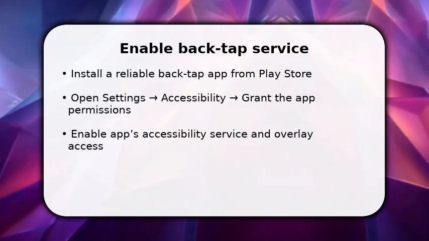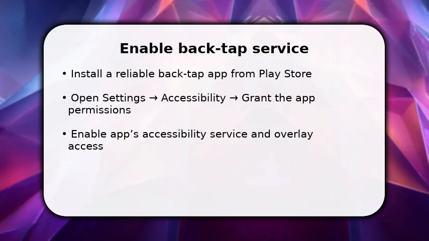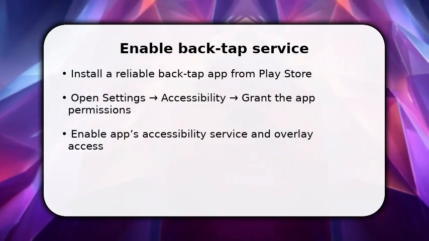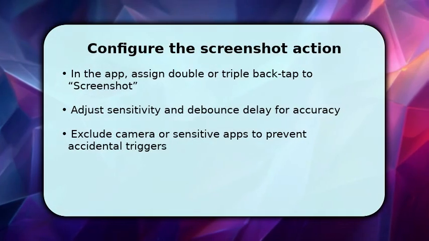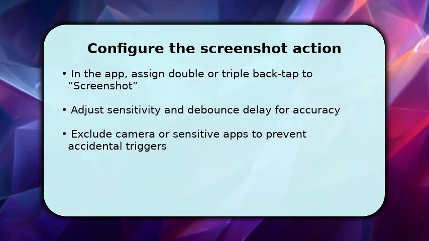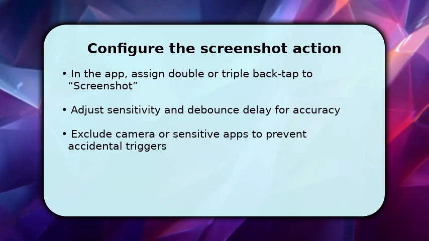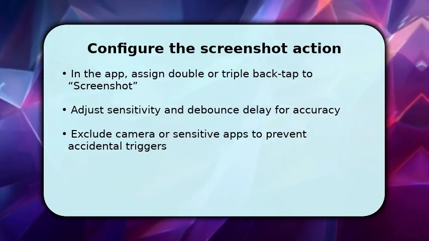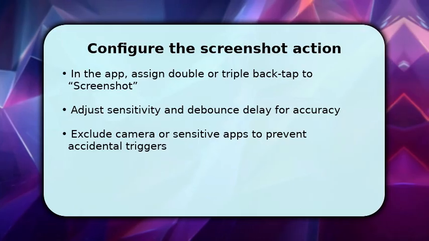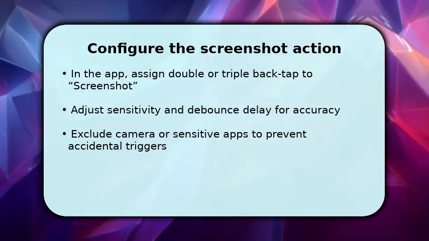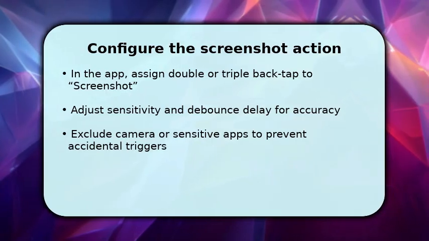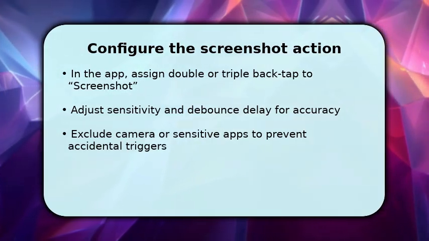Make sure battery optimization is disabled for that app, because aggressive power saving will stop the background listener from working reliably. With the service active, choose whether you want a double tap or triple tap to trigger a screenshot. Tap the action slot and select the built-in screenshot command, or create a custom shortcut if offered. Then fine-tune sensitivity and debounce delay so normal pocket or walking motions don't fire it.